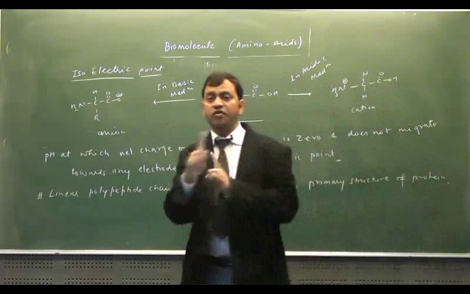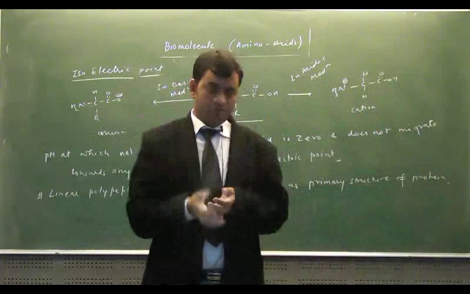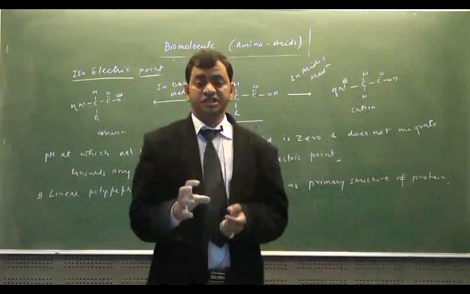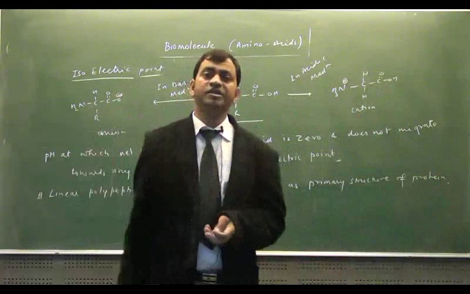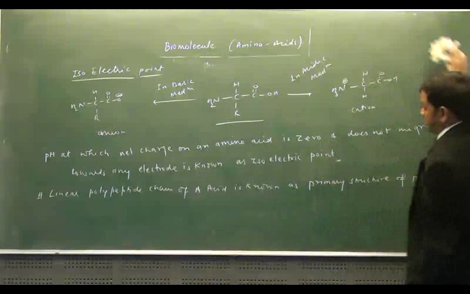In secondary structure, folding takes place by hydrogen bonds. The secondary structures are alpha helix and beta pleated sheet. So this is our amino acid.